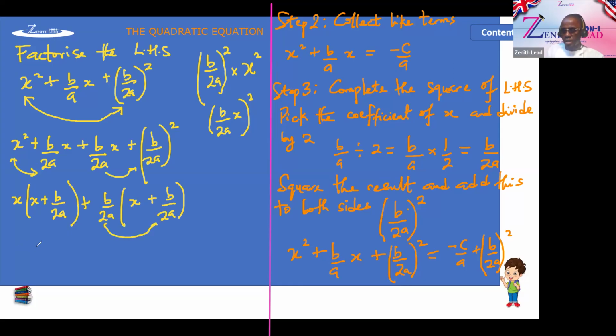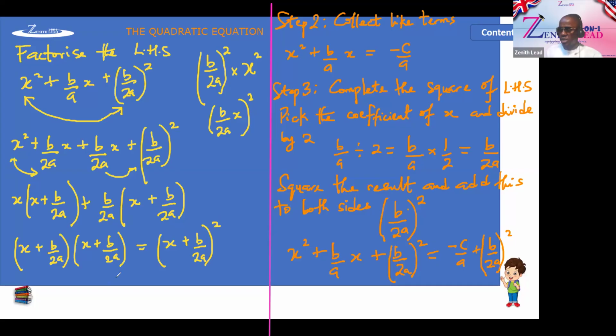Now, we collect the terms outside the bracket together. That is x plus b over 2a. Put them in a bracket and pick one of the brackets because the same term is repeated in the brackets. You'll see that this is equal to x plus b over 2a multiplying itself. That means this is x plus b over 2a squared. Now, this is the left-hand side.